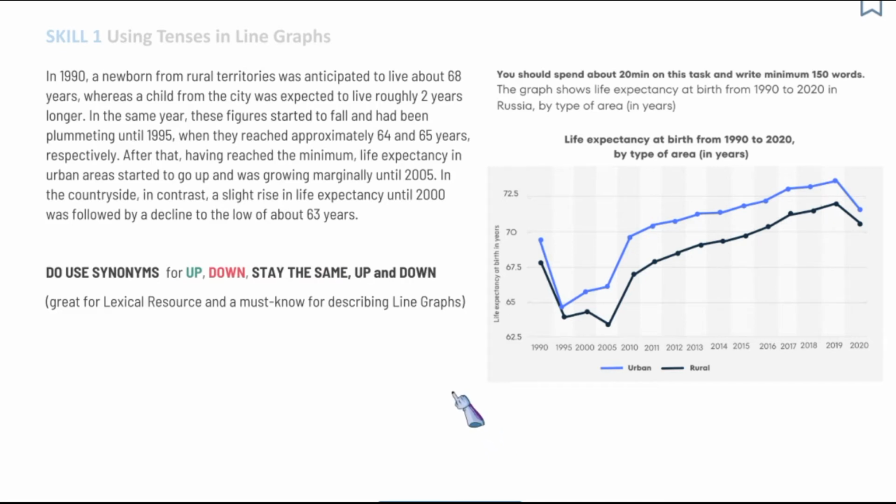And here I really want to focus your attention on the importance of using a variety of synonyms for going up, going down, stay the same, and going up and down or fluctuating. It is really good for a lexical resource, and it is actually a must-know for describing line graphs.